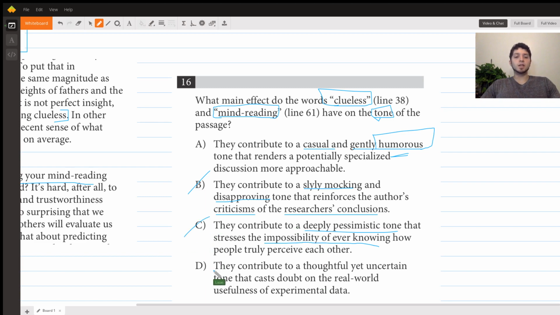Then we have D, which says that these words contribute to a thoughtful yet uncertain tone. Okay, so maybe we're dealing with uncertainty, right? Mind reading and clueless, that casts doubt on the real world usefulness of experimental data. This is the part here that's wrong for me. This is basically saying that this experimental data is not useful to the real world, which is a pretty unscientific worldview, not something I would expect to see on the SAT, and definitely not something that the passage makes. So we get rid of D. And that leaves us with answer choice A, which is our correct answer for question number 16.